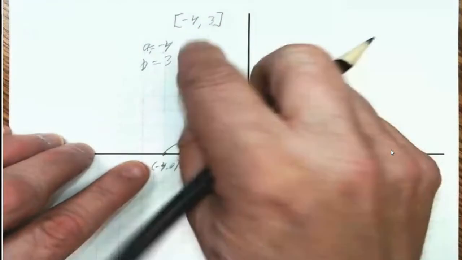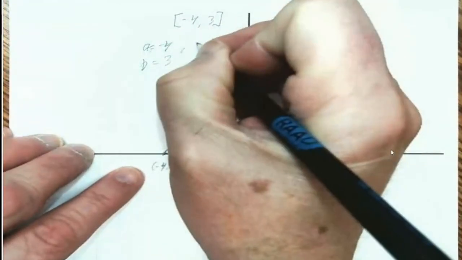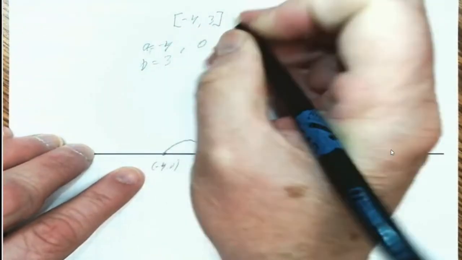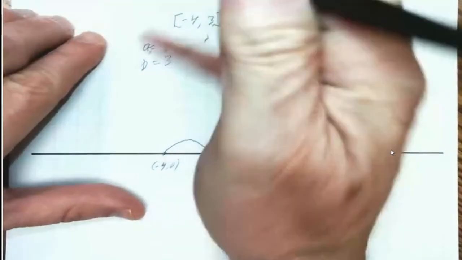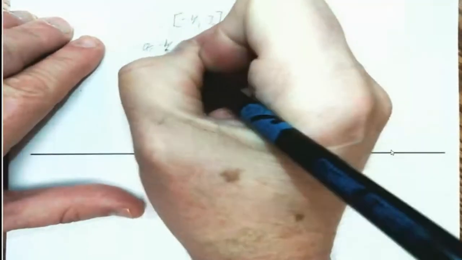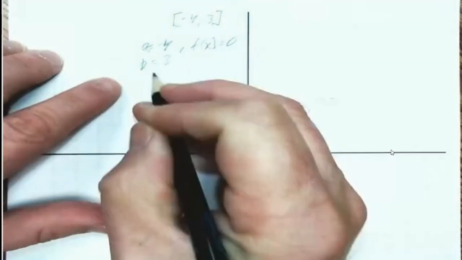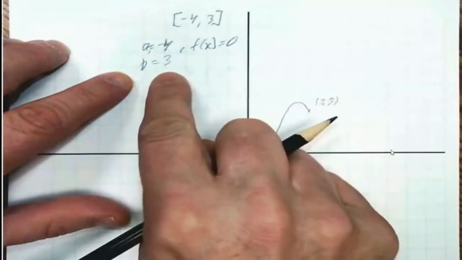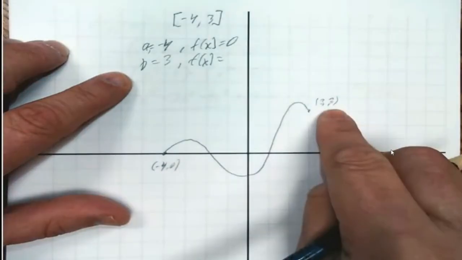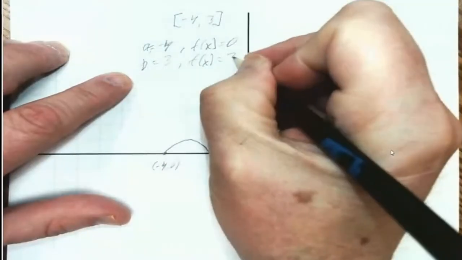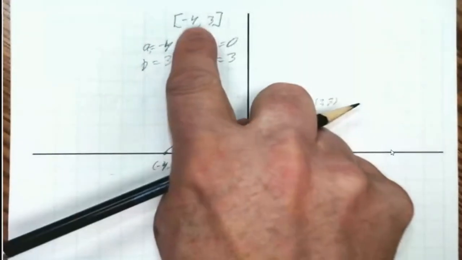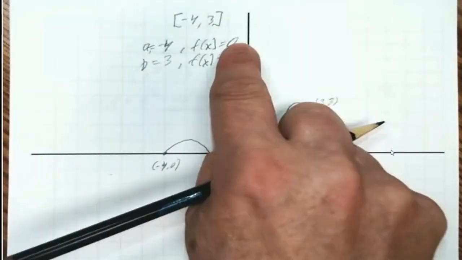Since when a equals negative 4, the function equals 0, and I'm going to put it this way: when a equals negative 4, the function equals 0. When b is 3, the function equals 3. So that means somewhere in this interval exists every value between 0 and 3.